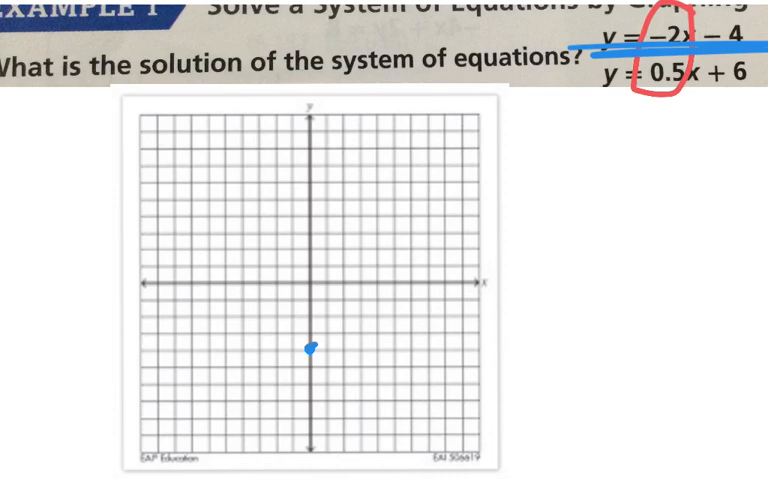Then what? We use the slope, which is negative 2 over 1. That tells me I should go down 2, right 1. I can do this as many times as I want to. I could also go up 2 and left 1. That's on the same line.